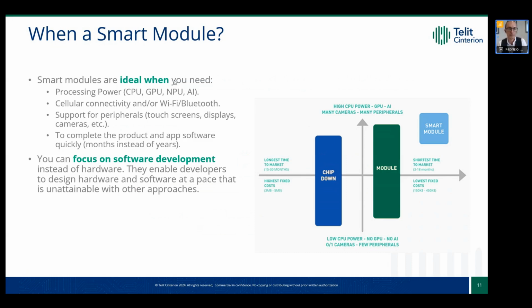A smart module is a quite powerful module. So it comes with, as I already said, high CPU power, GPU, AI features, and so on. So a smart module is ideal when you need all these features: processing power, cellular connectivity, all integrated, support for many peripherals, and so on.